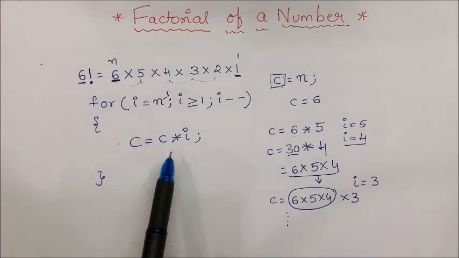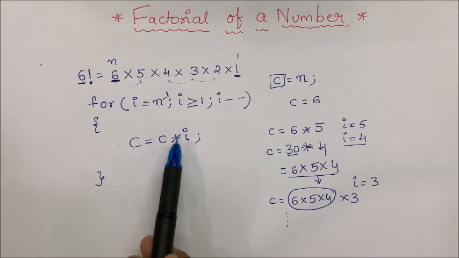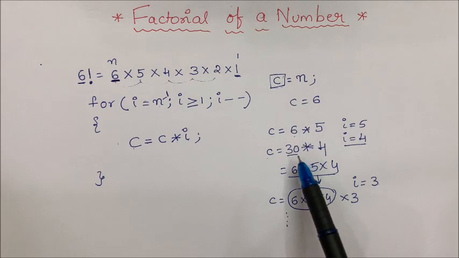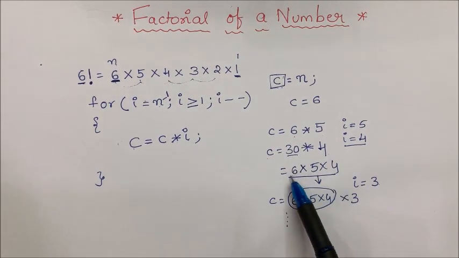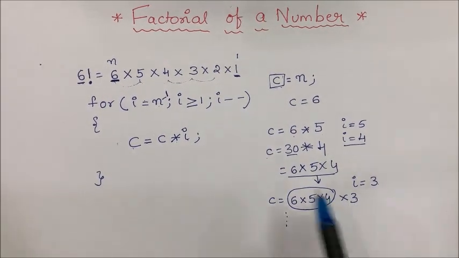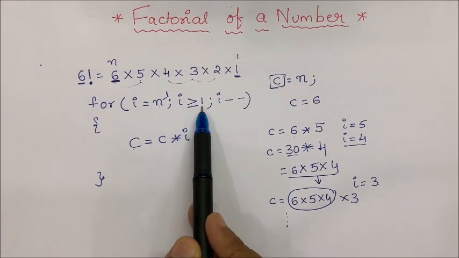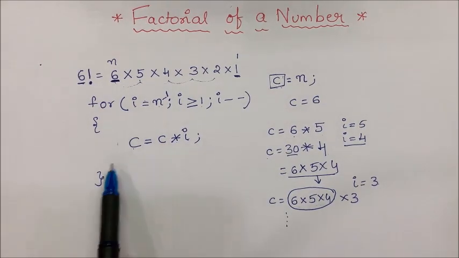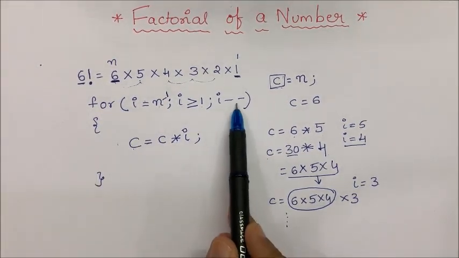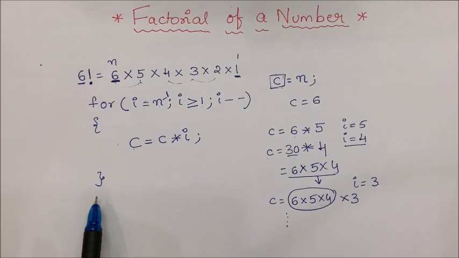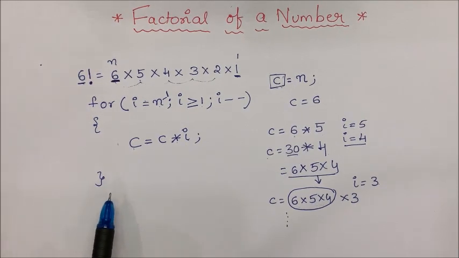So if you observe here, we are just simply multiplying two values, n into n minus 1, here 6 into 5, next 6 into 5 into 4, 6 into 5 into 4 into 3, like that we are multiplying till 1, while I is greater than or equal to 1. So till 1 we will multiply, we will repeat this loop by decrementing for each and every iteration. This is the logic behind finding the factorial of a given number. Hope you understood. Thank you.